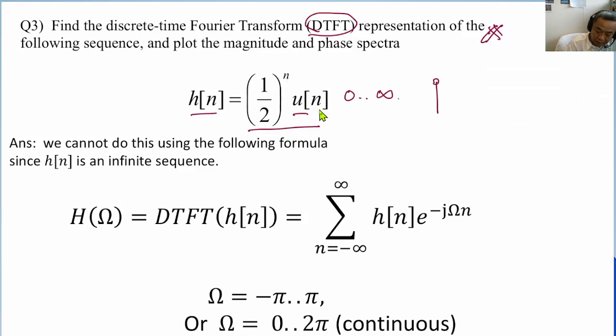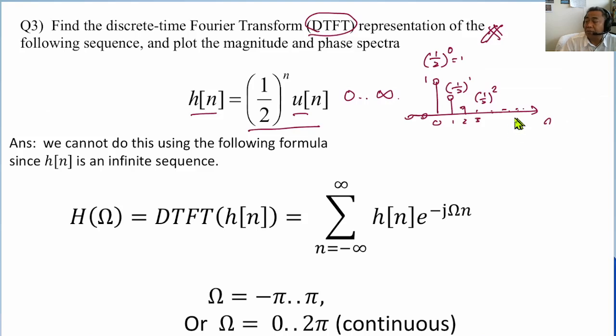So it looks like this: time 0, and before time 0, the values of h of n are all 0. And here, this is half to the power of 0, which is 1, and then the second one is half to the power of 1, the third one is half to the power of 2, which is 1/4, and so on. So although it becomes very, very small, it never becomes 0. So h of n is an infinite sequence. It's an infinite geometric sequence.